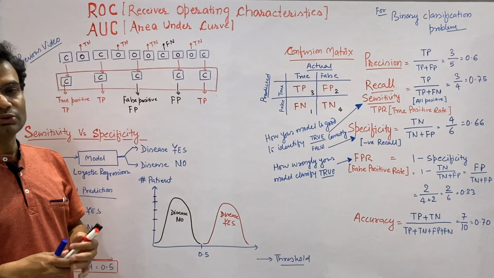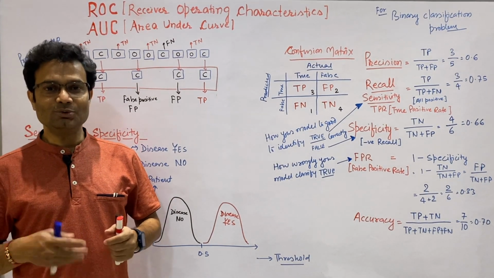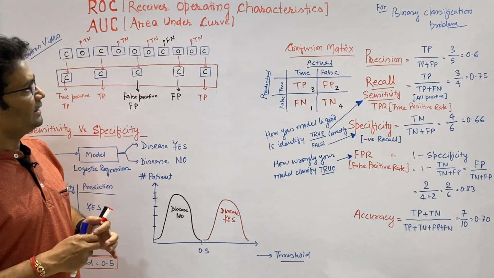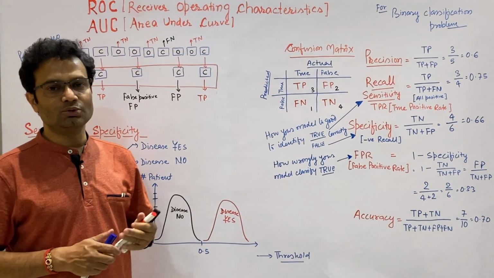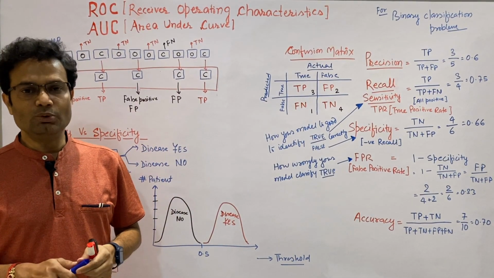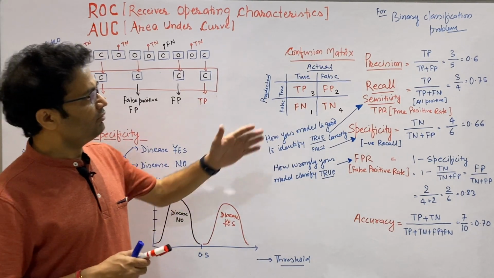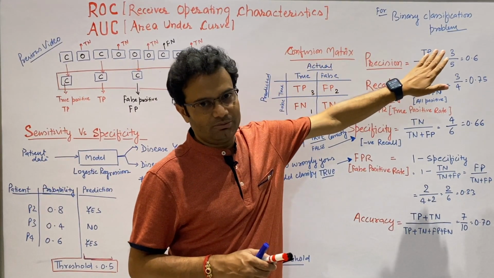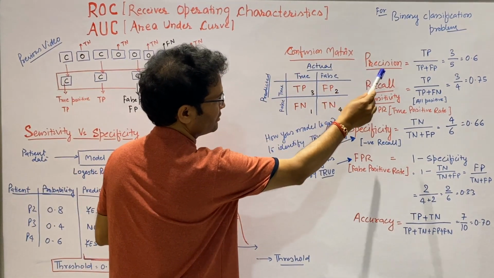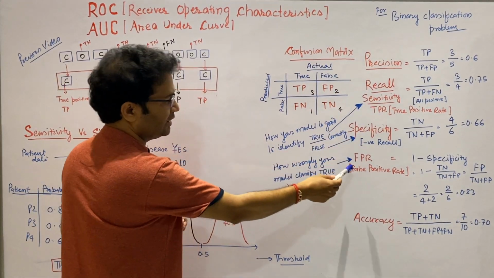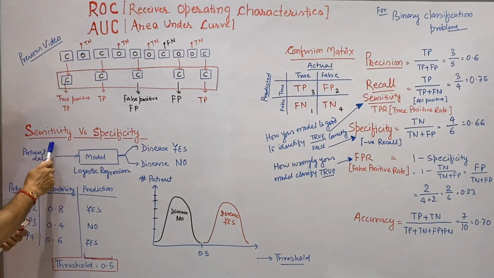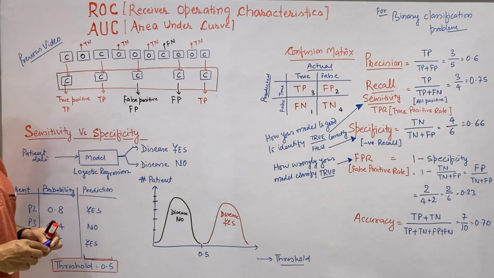Before that, we should know some terminology, and only then will we be able to understand how to draw the ROC and the AUC. These are used to evaluate any machine learning model, meaning how good your model is and which model you should choose for binary classification problems. So first we should know what the confusion matrix is, what precision is, what recall, specificity, and FPR are, and what the trade-off between sensitivity and specificity is.